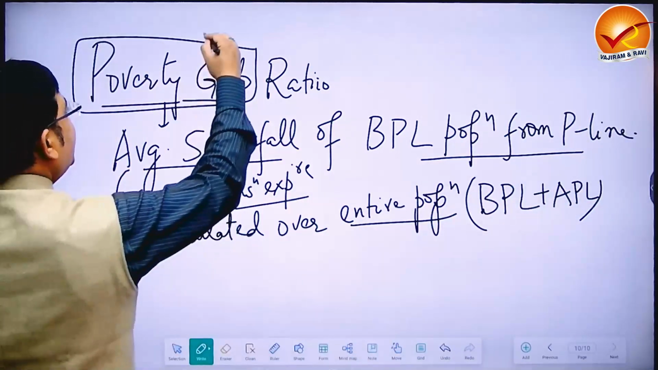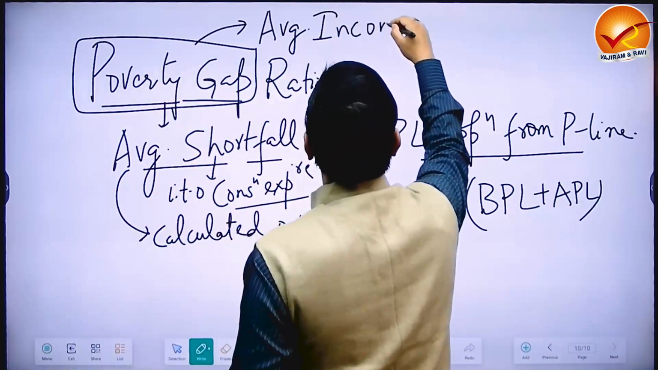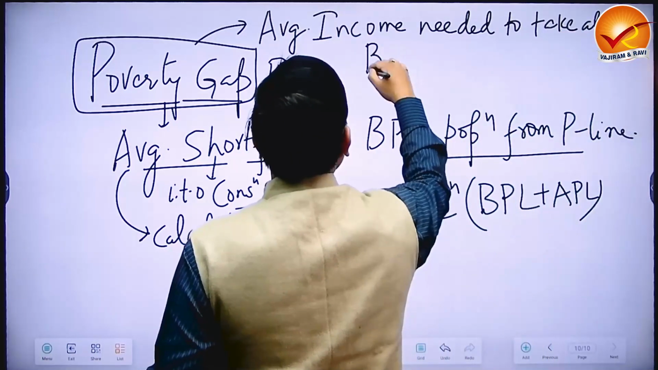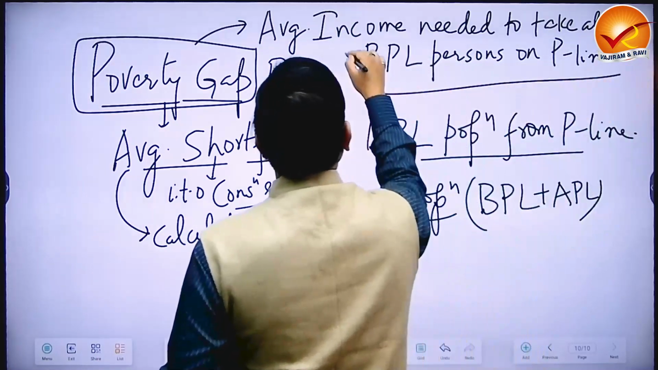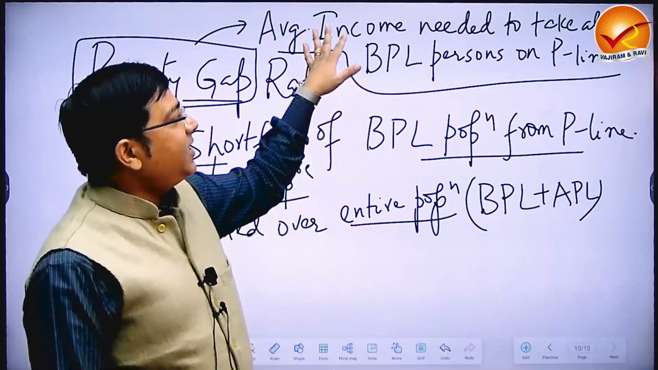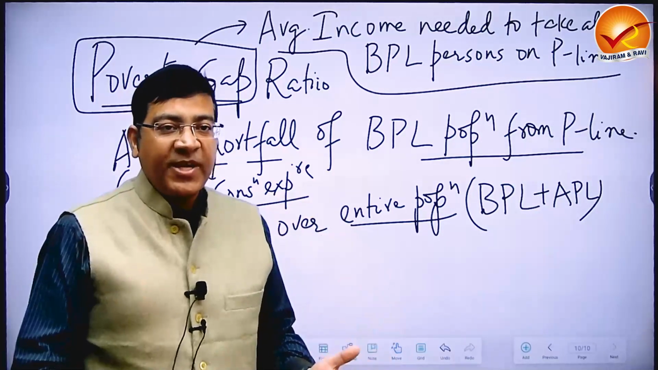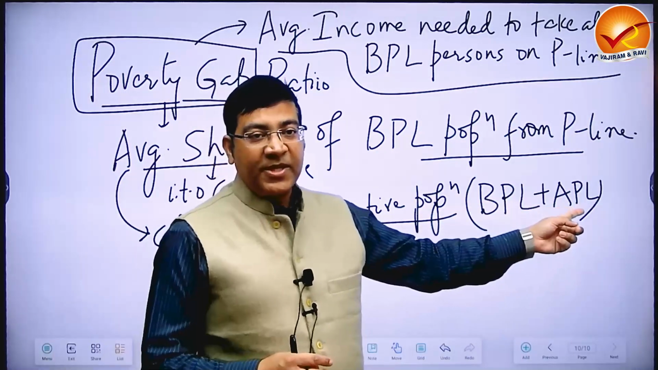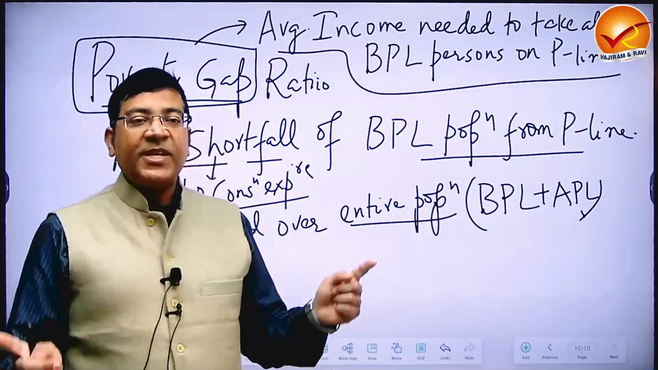The rationale is the following. The basic interpretation of poverty gap is how much average income will be needed to take all BPL persons to the poverty line. What will be the average income needed to take all the BPL persons to the poverty line? Now, this income is hypothetical terminology. It is not that they are actually being given income. It's only being calculated how much income, if we provide it to all the BPL population, will take them to the poverty line. Since this income is going to come mainly from the APL population, the average is over APL plus BPL. So the average of the poverty gap is calculated over the entire population.